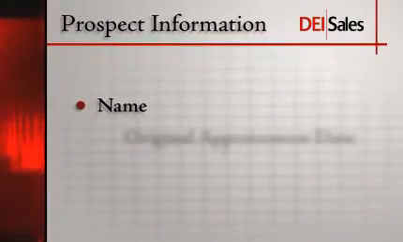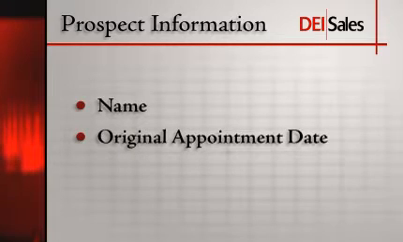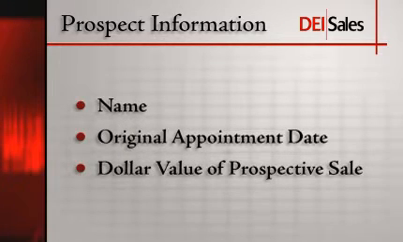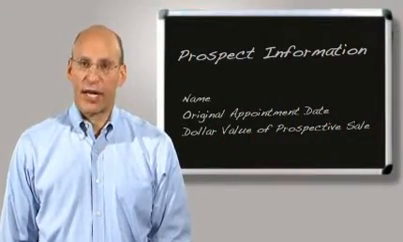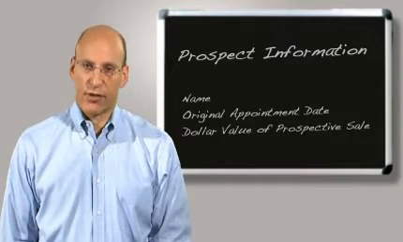Now, what am I actually looking at when I look at each prospect? Well, I'm looking at the 3 most important things to see: the name of the prospect, the original first appointment date, and the dollar value. Now, let me explain why those are the 3 most important data points to look at. Each prospect has a name. Of course, it makes sense to see who am I going after or who that salesperson is going after.